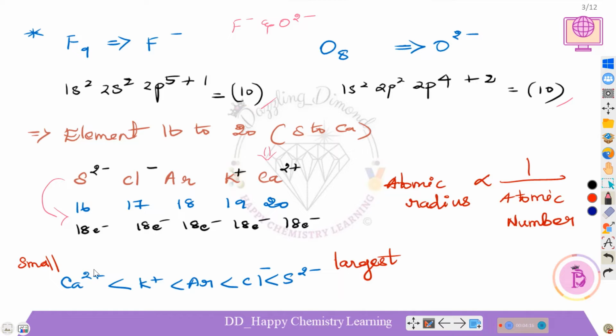Like you know, when an atom bears a positive charge, it has a higher effective nuclear charge, hence the atomic radius decreases. It has a small size, right? As you go from calcium, potassium, argon, chlorine, to sulfur, this is the trend in which you can observe the size increases. So you should note this point.